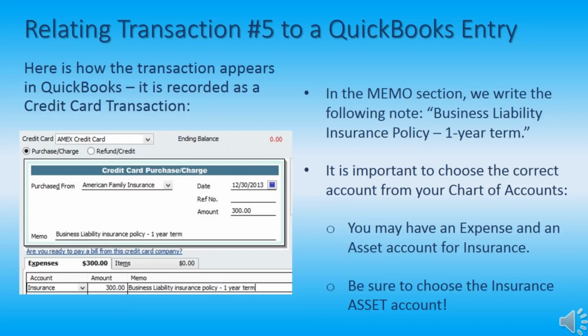It is important to make sure that you choose the correct account from your chart of accounts, because you may have 2 of the same account named insurance in your QuickBooks file. You can actually go in there and modify one of these if you want to, but we haven't done so in this exercise. So you need to make sure that you choose the insurance asset account instead of the insurance expense account. We will continue our discussion on the next slide of relating transaction 5 to QuickBooks by running an updated balance sheet.